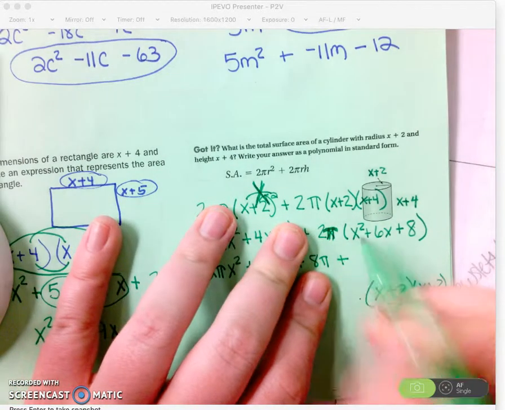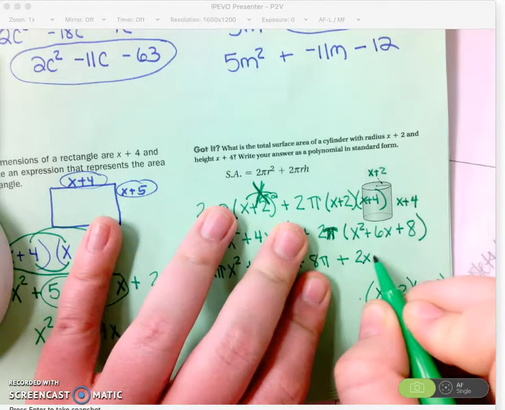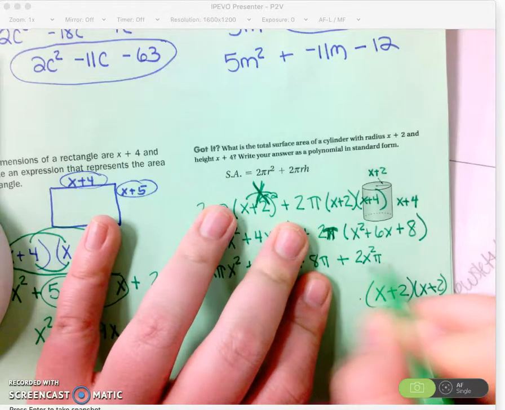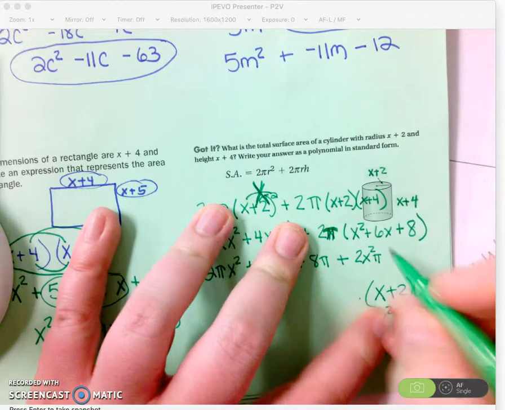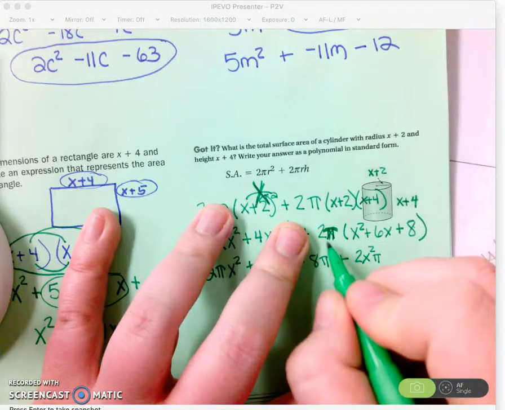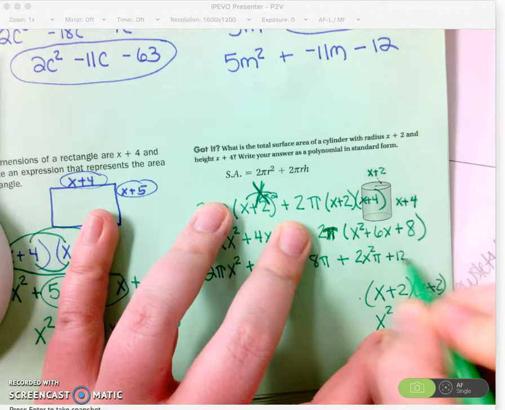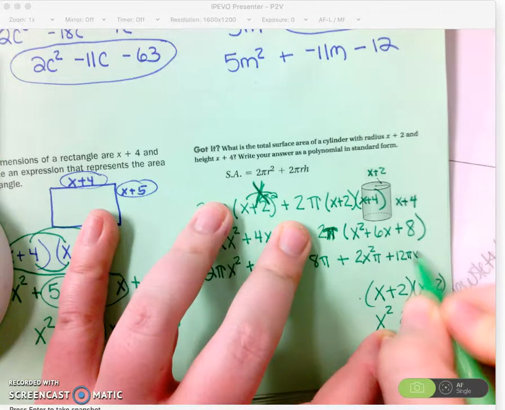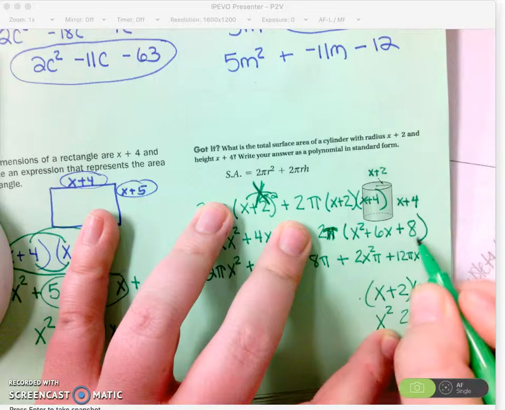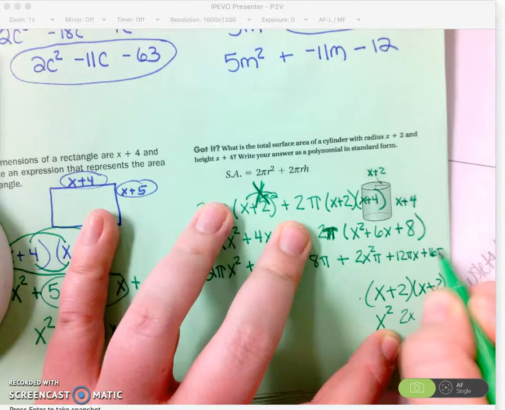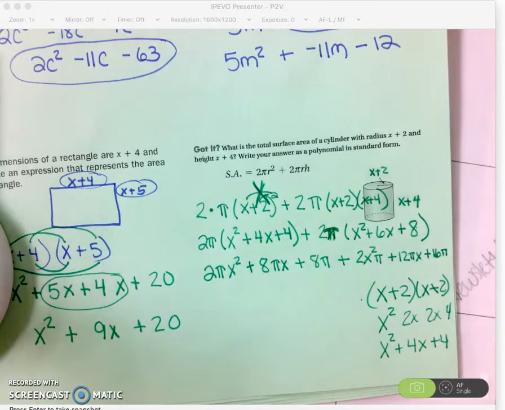2 pi times x squared again becomes 2x squared times pi. I could have written that the opposite way, and I should have, but I am writing in pen, so yeah. So 2 pi times 6, so again 2 times 6 is 12, so it just becomes 12 pi times x, and then 2 times 8 is 16 pi. So now I want to look for like terms.